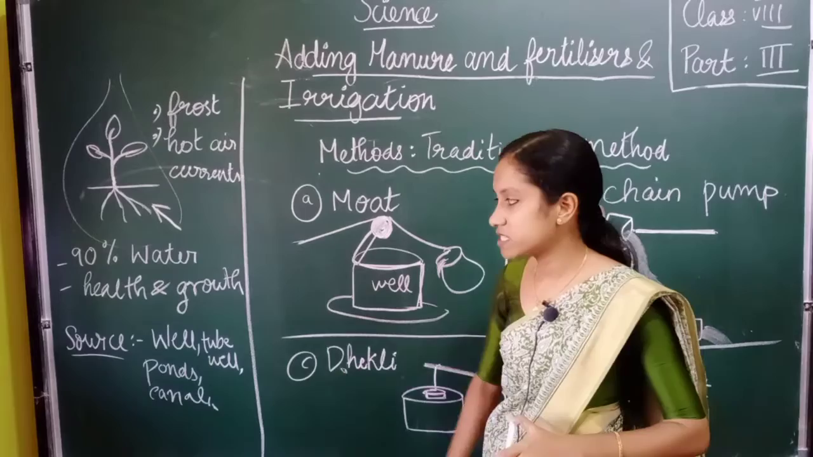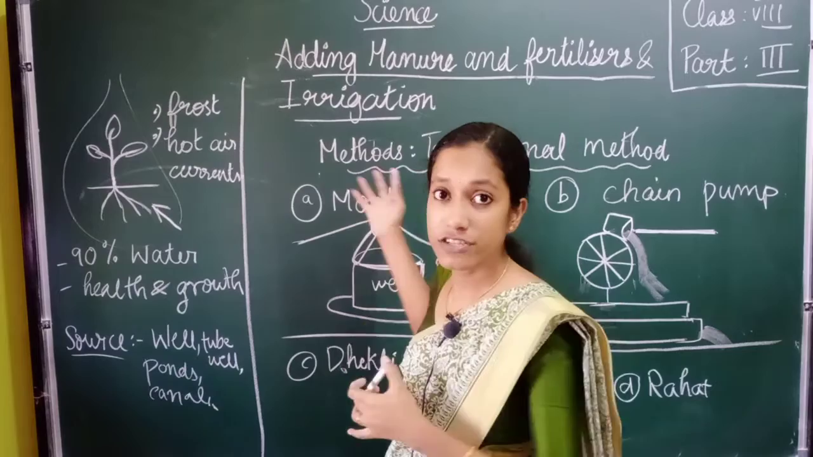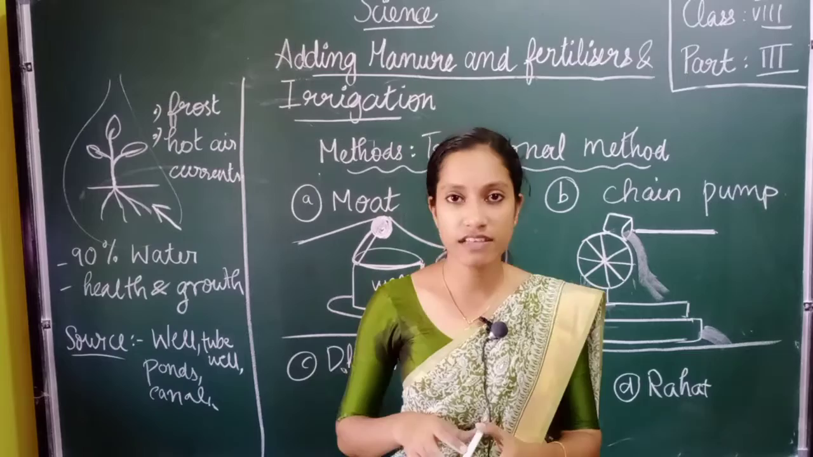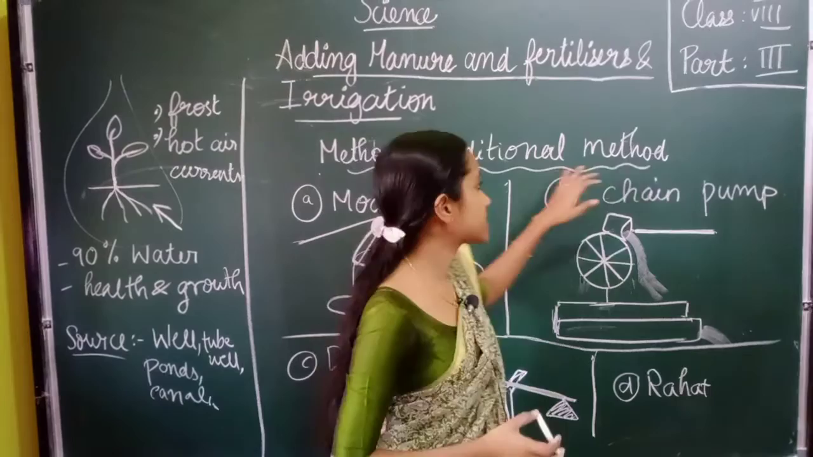From these sources we will get water. But how can we take this water into the field? How can we transport this water from the source into the field? For that, we will adopt the methods of irrigation. There are mainly two methods of irrigation, that is traditional methods of irrigation and modern methods of irrigation.